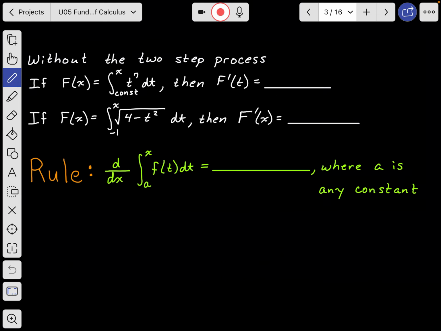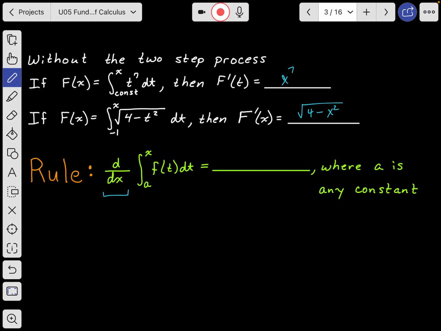That's it. So if I have f of x and it is the integral from some constant to x of, in this case, our function is t to the 7th dt, then f prime of x is just going to give me x to the 7th. In the second one, if f of x is equal to the integral from -1 to x, again, -1 is just a constant, of the square root of 4 minus t squared dt, then f prime of x is just going to give you the square root of 4 minus x squared.